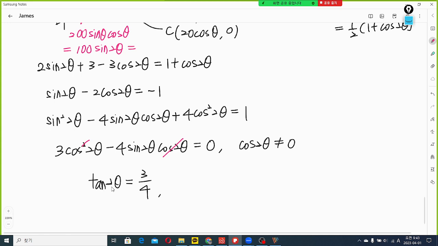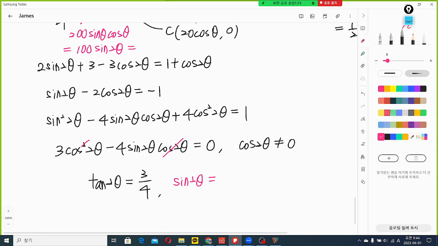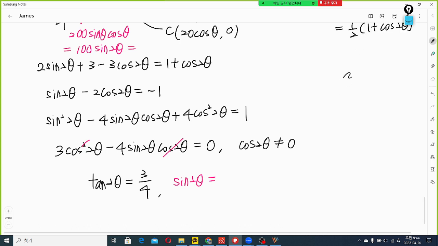And because tangent of 2 theta is 3 over 4, what's the value of sine of 2 theta? From tangent we can find the sine value. So if we make the right triangle, let's say this is 2 theta. What's the length of the hypotenuse? 5. So now, what's the value of sine of 2 theta? 3 over 5. Yep.